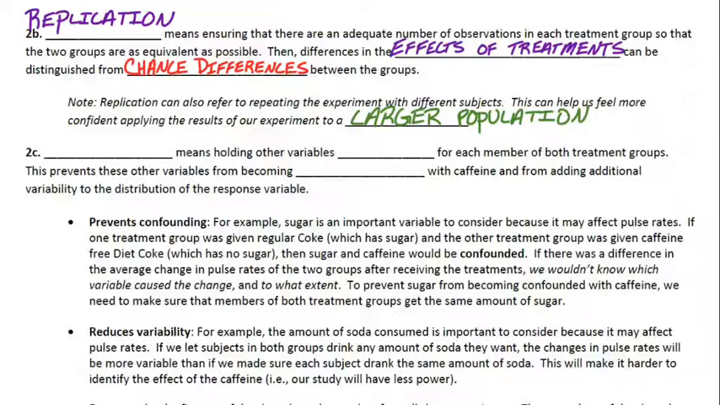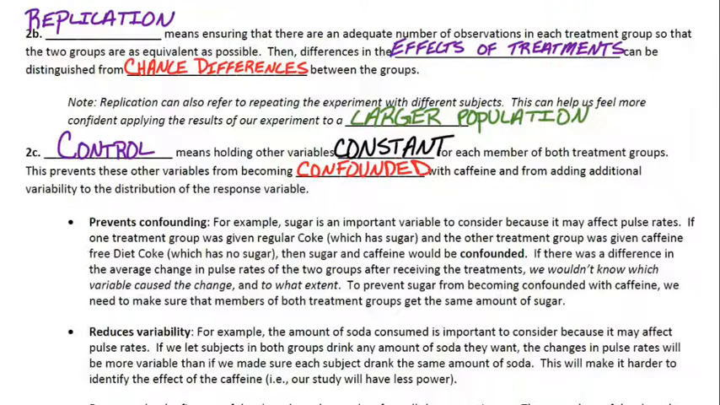2C, that's control. And I'm not just talking about control group. I'm talking about having control of everything that goes into the experiment and watching it closely. So that means holding all the other variables constant for people in both treatment groups. And that will prevent confounding.